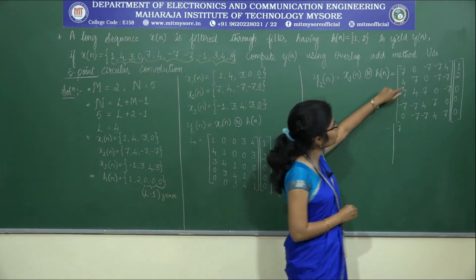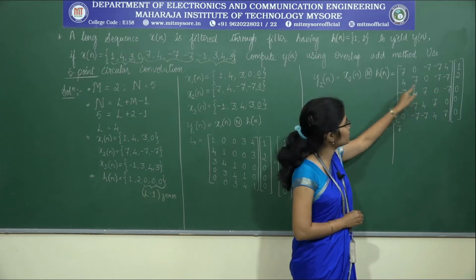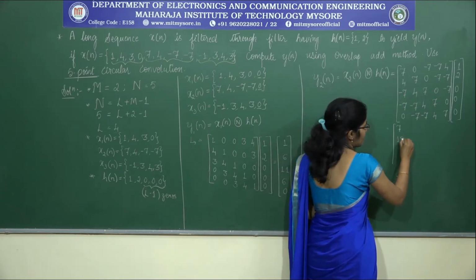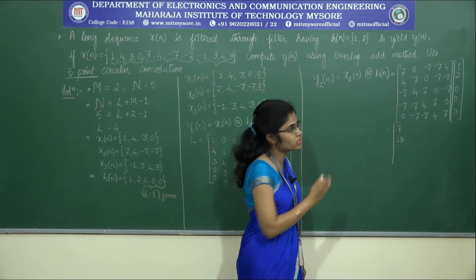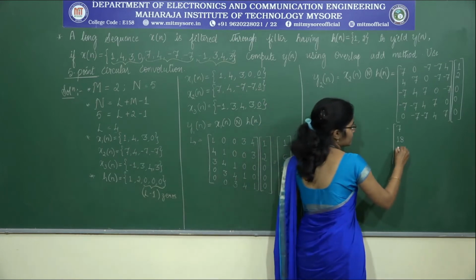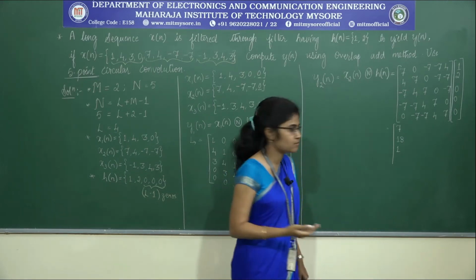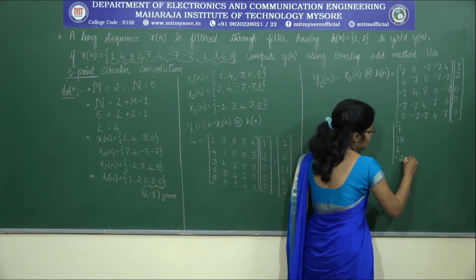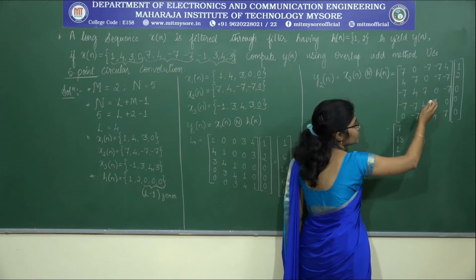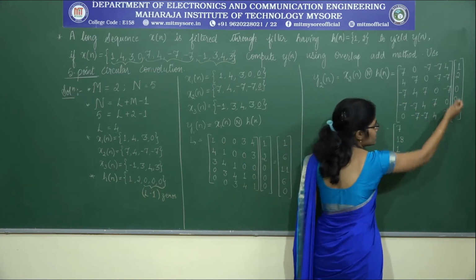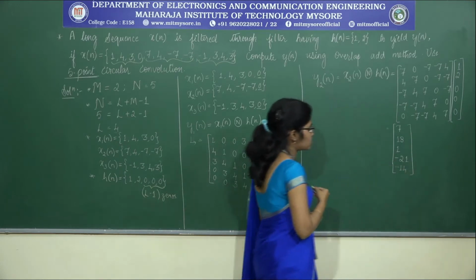Okay. Similarly, if I move on to the next value, that is 4 into 1 is 4, 7 into 2 is 14. So 14 plus 4 is 18. Moving on to the next one, minus 7 into 1 is minus 7, 4 into 2 is 8, 8 minus 7 is 1. Moving on to this row, minus 7 into 1 is minus 7, minus 7 into 2 is minus 14, which gives us minus 21. Okay. Moving on to the last one, 0 into 1 is 0, minus 7 into 2 is minus 14, rest of the elements will tend to 0. So this is minus 14. So y2 of n is also completed.